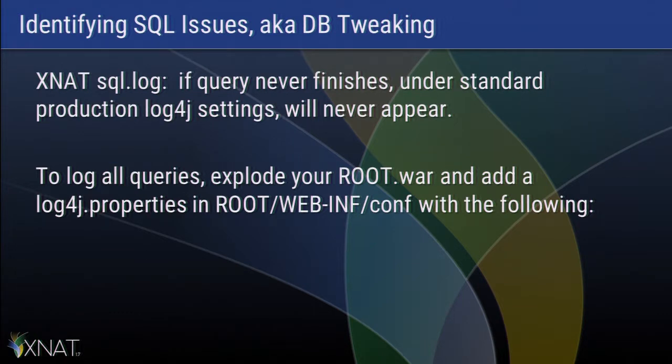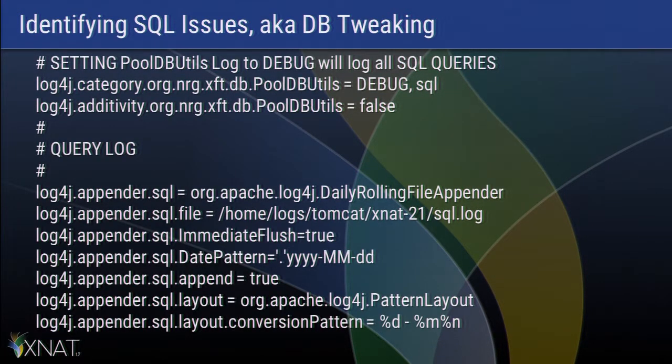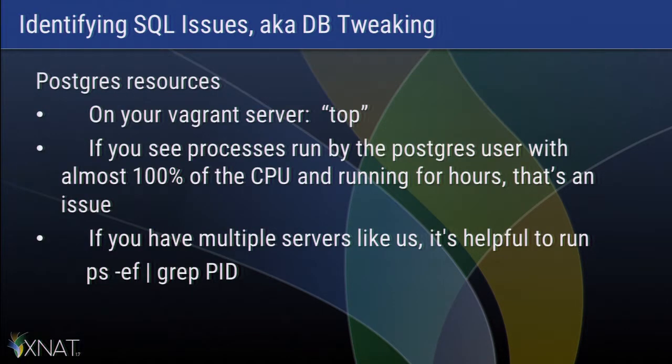XNAT has an SQL.log in its logs. It by default is not turned on to log everything either, because it really slows you down if you turn it on. So you don't want to do this in production either way, probably, but on a dev server, it's a good place to do it. You can turn it on. In Log4j, you would have to explode that root war. You'd basically be doing development at that point anyway, and you can stick the Log4j properties in that exploded root war there. And then I just threw in what the Log4j settings would be. I won't make you endure that.